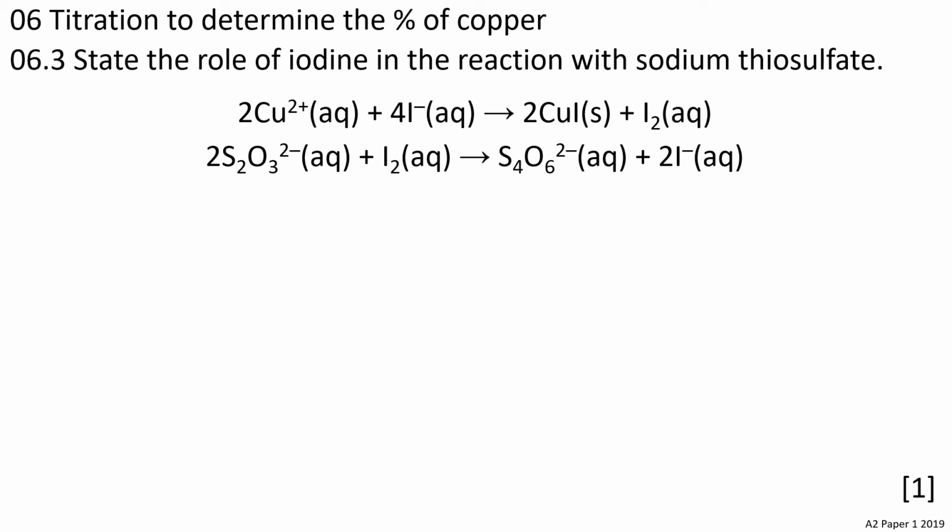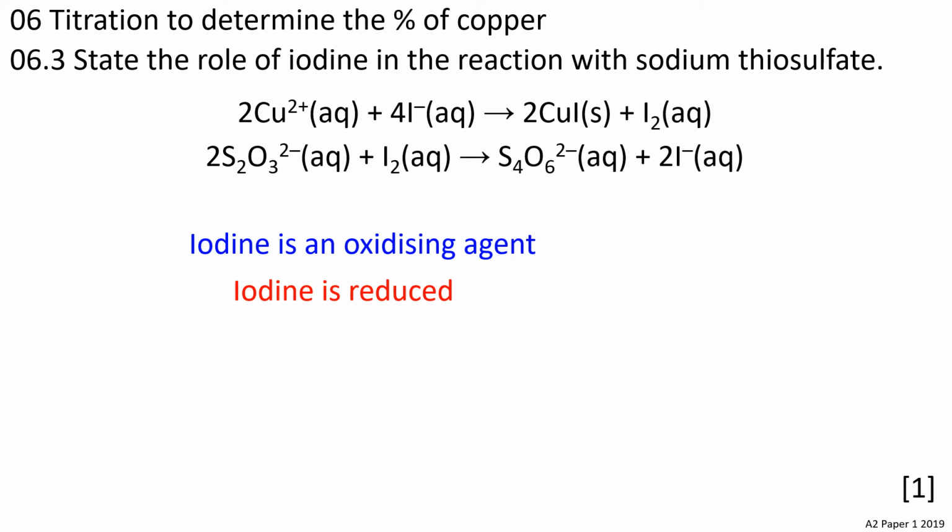So the next part of the question, 1 mark, is to state the role of the iodine in the reaction with sodium thiosulfate. If the iodine wasn't there, we wouldn't be able to use a starch indicator to see the endpoint, because iodine in the presence of starch goes a very dark blue or black. However, this question is more about the oxidation and reduction which is taking place. Remember, this is a redox titration. So the iodine goes from an oxidation state of 0 in the second reaction to an oxidation state of -1. So the iodine is reduced. That means that the iodine is an oxidizing agent. That is the role of the iodine.